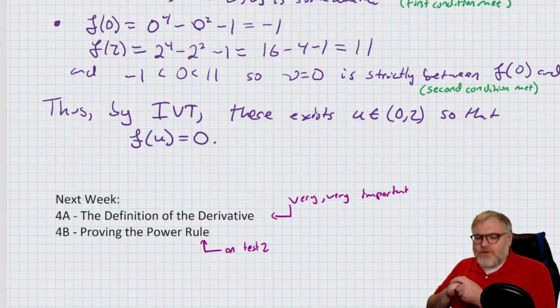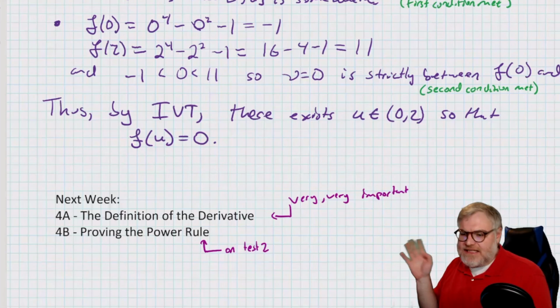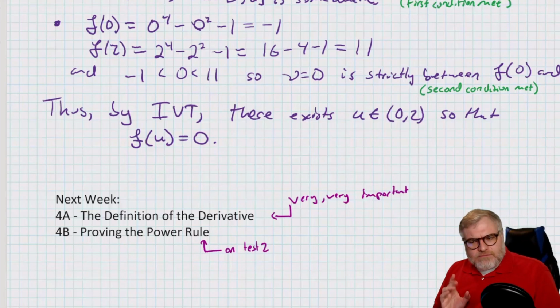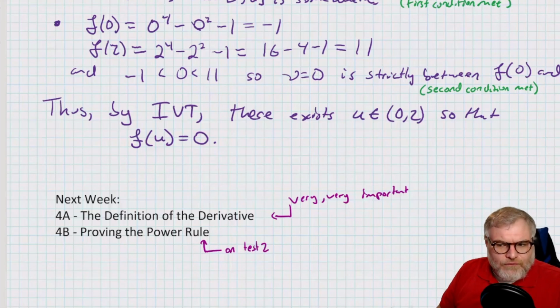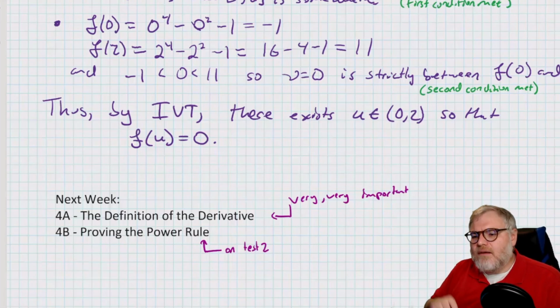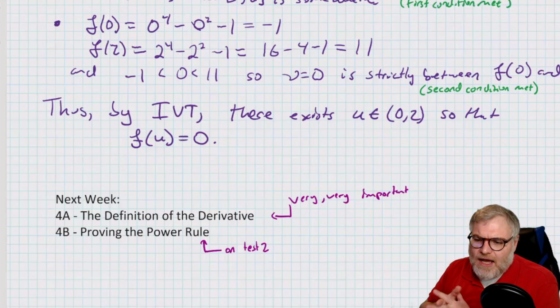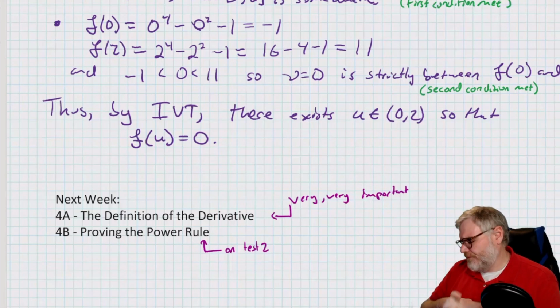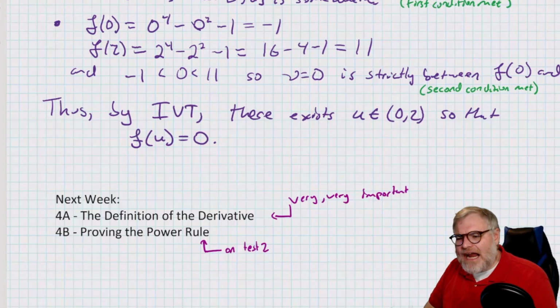Now, you can't use the power rule on test 1. It's a test 2 concept, but you might want to watch that lecture just to see the way the proof works, because there's going to be problems. There's definitely a problem on the bootleg that's similar, but there's also going to be problems on test 1. There's one in particular where knowing that proof might be a little useful. Just saying.